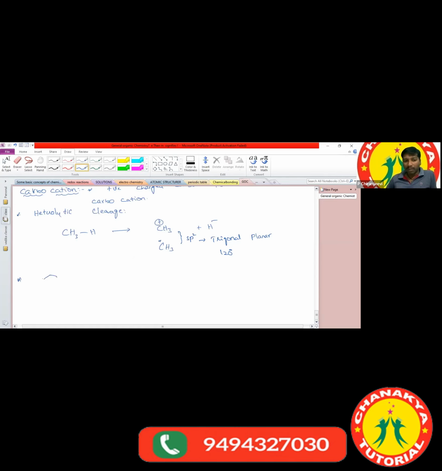Now, according to the stability order, which one is more stable in both cases? Benzyl carbocation and benzyl radical are the most stable, then allyl radical or carbocation, CH2 double bond CH bond CH2 radical or CH2 carbocation. After that, the tertiary carbocation or tertiary radical is more stable than benzyl and allyl. After that, secondary, then primary. So tertiary radical or tertiary carbocation is more stable.